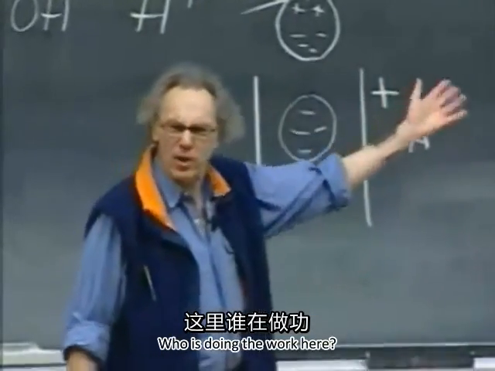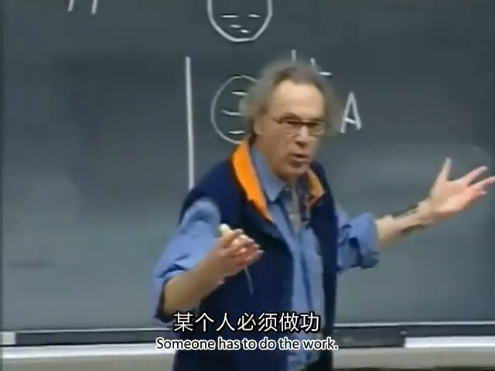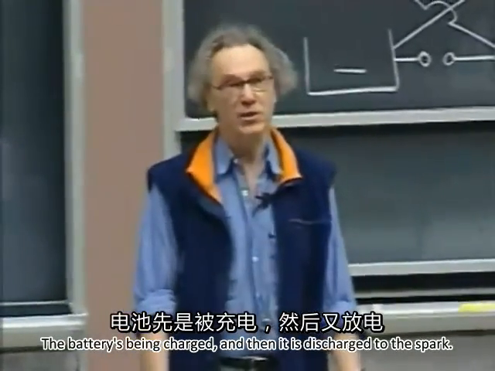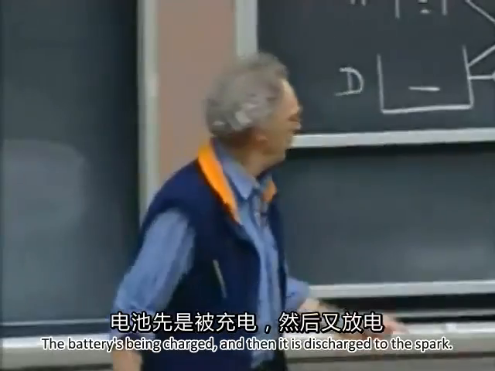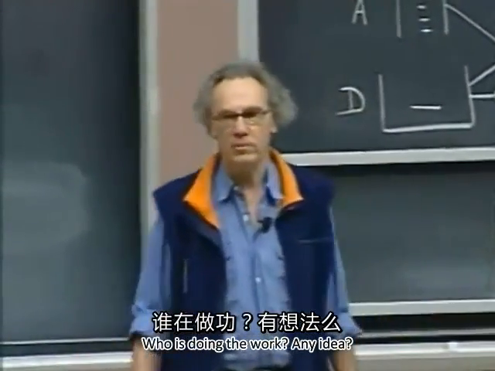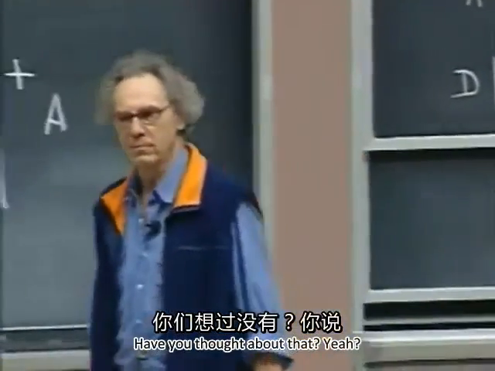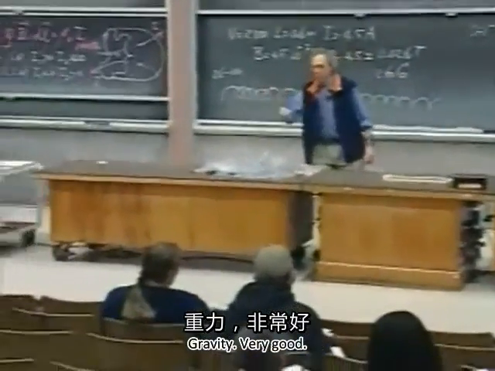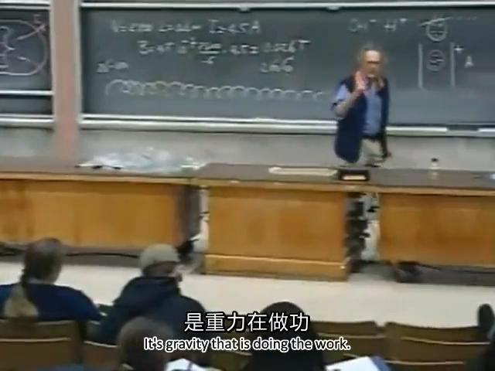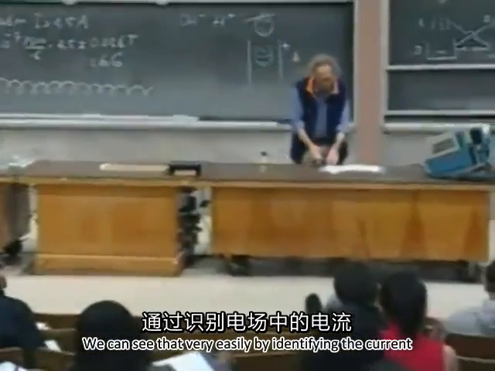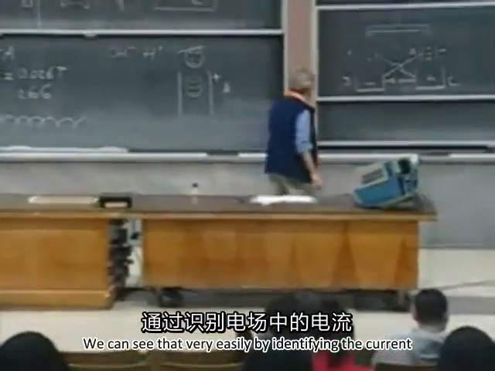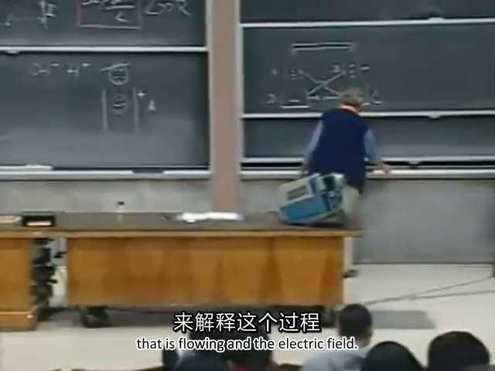Who is doing the work here? Someone has to do the work. You have a battery. The battery is being charged, and then it is discharged through this spark. Who is doing the work? Any idea? Have you thought about that? Yeah? Gravity. Very good. It's gravity that is doing the work. We can see that very easily by identifying the current that is flowing and the electric field.